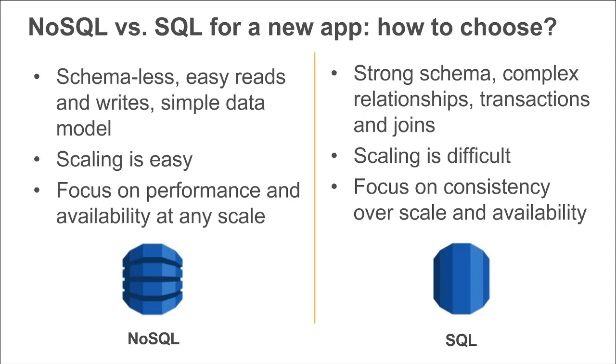Focus on performance and availability. When you think about ACID properties, right? Here you're focusing on more performance and availability. Whereas when you choose a SQL database, you're looking for strong consistency. When you require strong schema, or when you have complex relationships, transactions, joins across various entities within your data structure, probably a SQL database would be a good candidate for that.